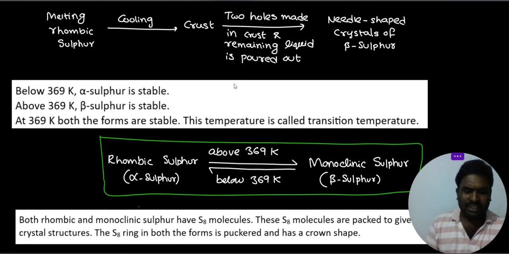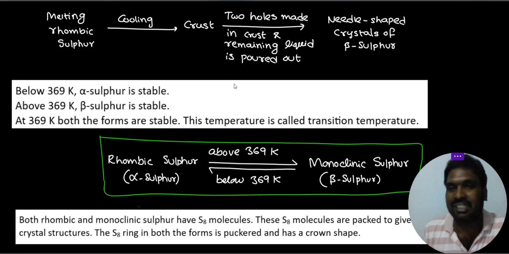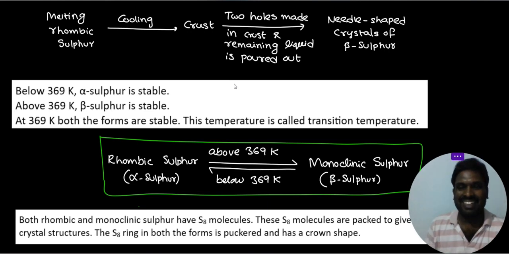Now below 369 Kelvin alpha sulfur is stable. Above 369 Kelvin beta sulfur is stable. At 369 Kelvin both forms are stable. That temperature is called the transition temperature. Clear? At 369 Kelvin both forms are stable. That temperature is called the transition temperature. Very important, transition temperature.